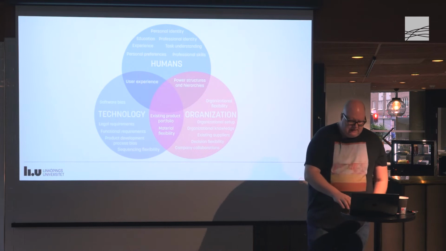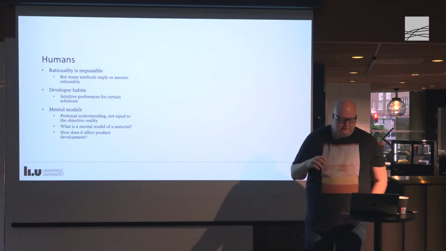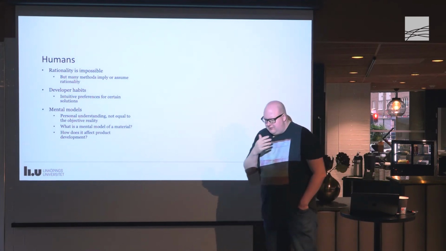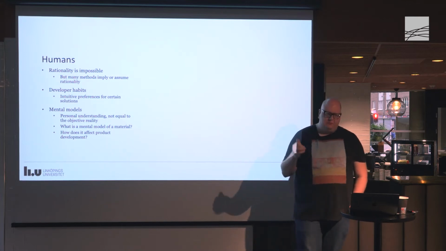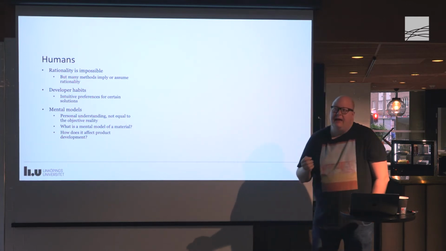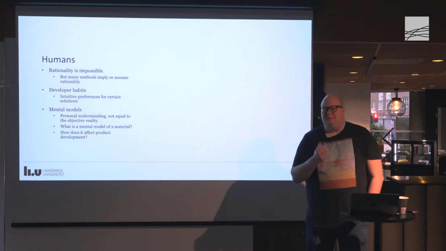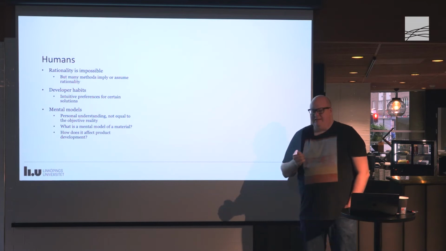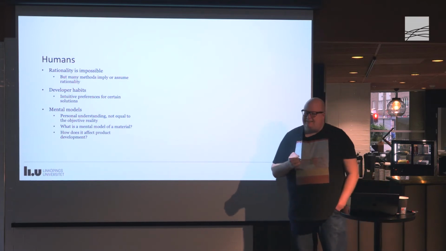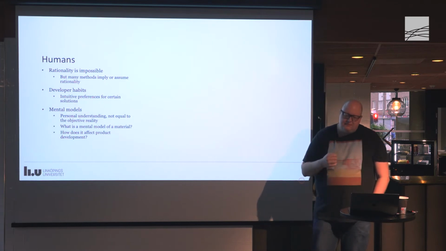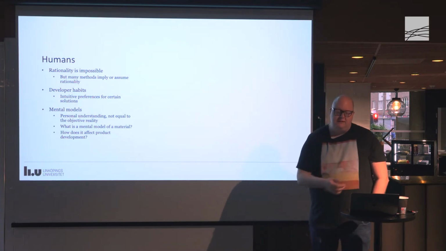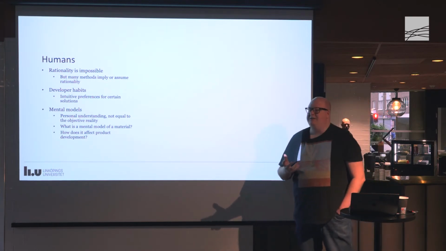So I showed this, and, well, let's see. Yeah, if we talk about the human parts, rationality, as I said, is probably impossible. We can try to aim for it, but we'll never be fully rational because that implies that we have all of the information of all possible consequences throughout eternity. That is, even with big data, I think that's a big task to solve. But many methods in engineering design and design imply some sort of rationality.